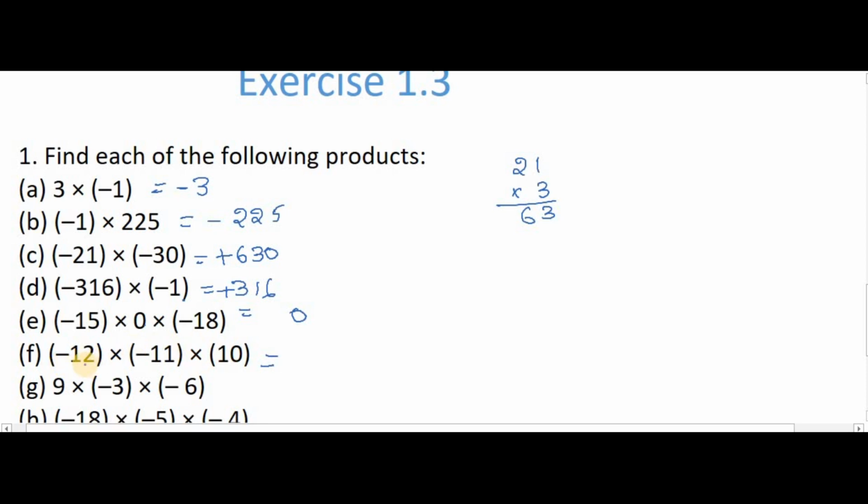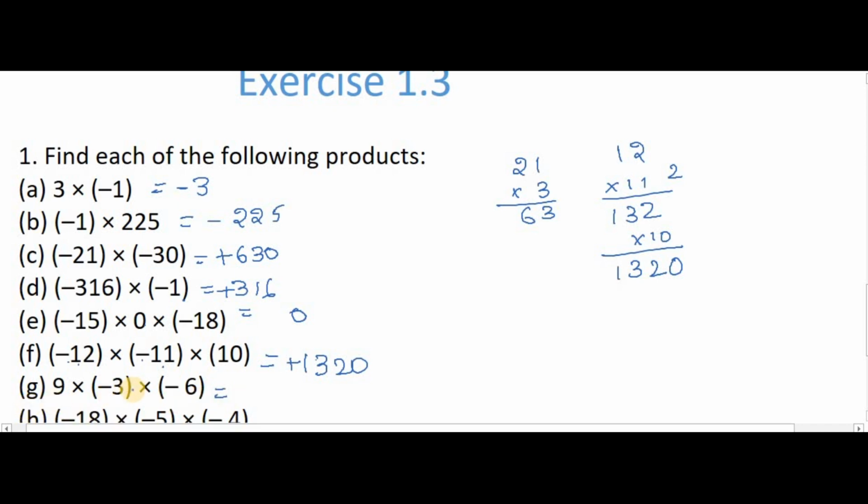Now here you have multiplication of 12 into 11 into 10. First we will find out how much 12 11s are. 11 2s are 22, 11 1s are 11, plus 2, 132. 132 into 10. As I said already, if you have a number like this, just multiply 132 1s are 132 and add 0. Here you have minus and here also you have minus. Minus into minus, plus. So no need to go for the next numbers.